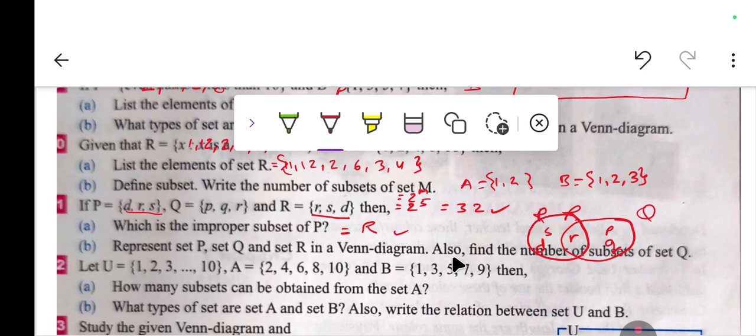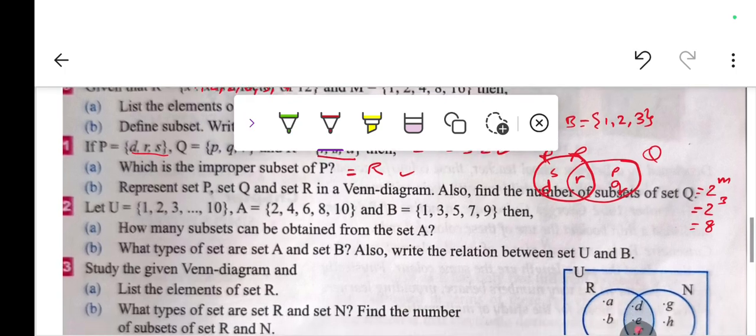There is another question: find the number of subsets of Q. So the number of subsets of Q is equal to 2 to the power M. In Q how many elements are there? Let's count: 1, 2, 3. So 2 to the power 3 is equal to 8. This is how question number 11 is done.